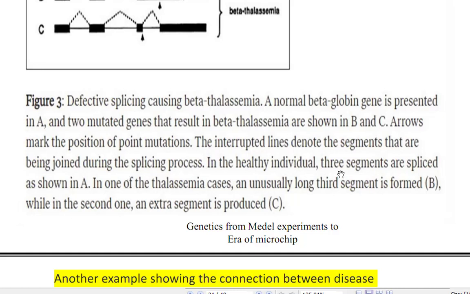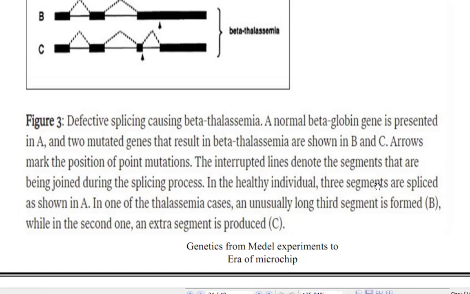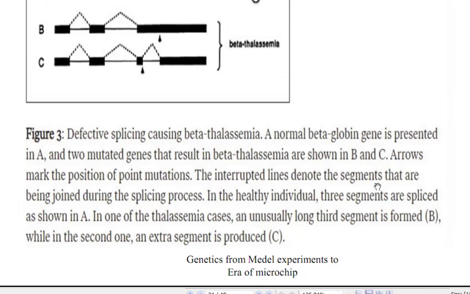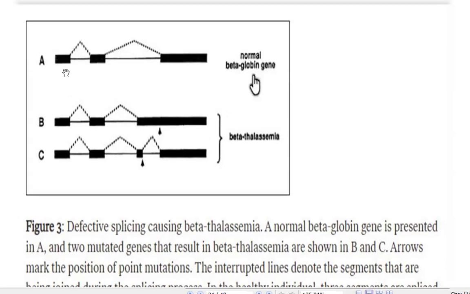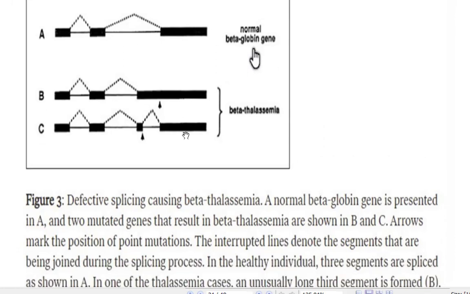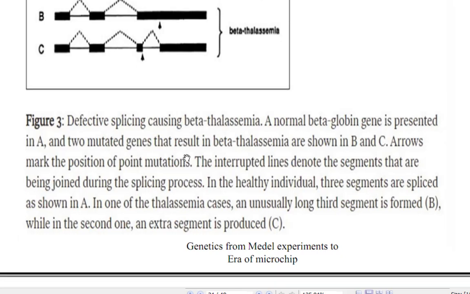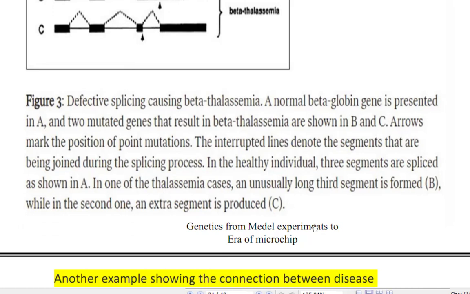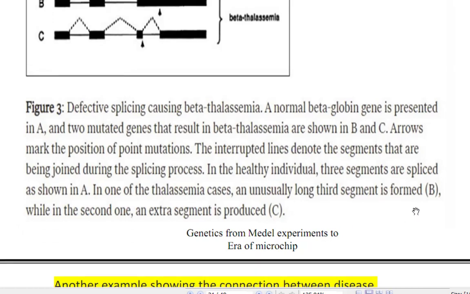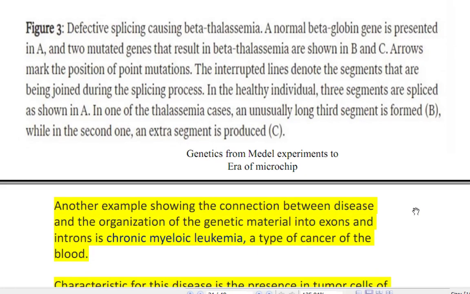In the healthy individual, three segments are spliced, as shown in A here. In one of the thalassemia cases, an unusually long third segment is formed, as in B, while in the second one an extra segment is produced, as in C.